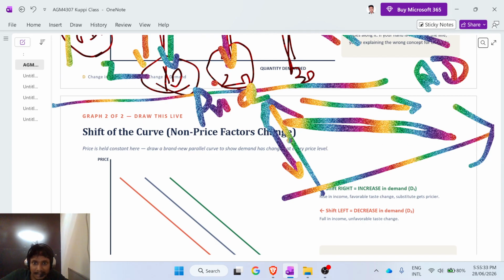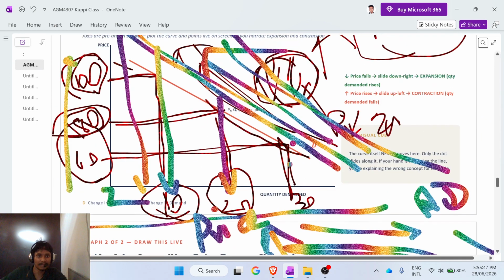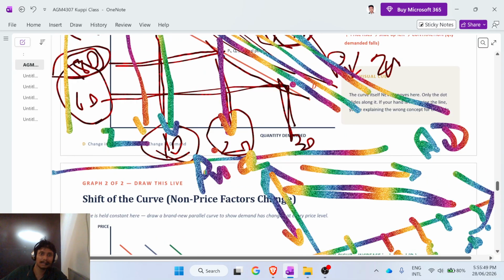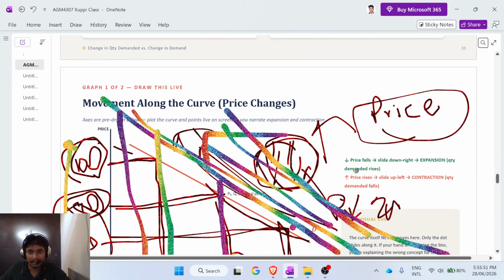The price is decreasing, like 100 rupees, 80 rupees, 60 rupees, 20 rupees. At that time, quantity demanded is increasing: 2, 5, 8, 20, 30, like that. This is the change in quantity demanded.